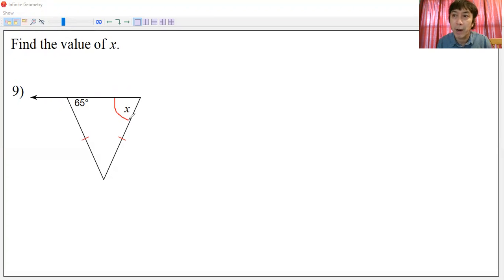Because from the marks in the triangle, this side is equal to this side. Now, this side is opposite to the 65, and then this side is opposite to the x. So if these two sides are equal, then the base angles are also equal. And so our x here is also 65. The answer is angle x is equal to 65 degrees.